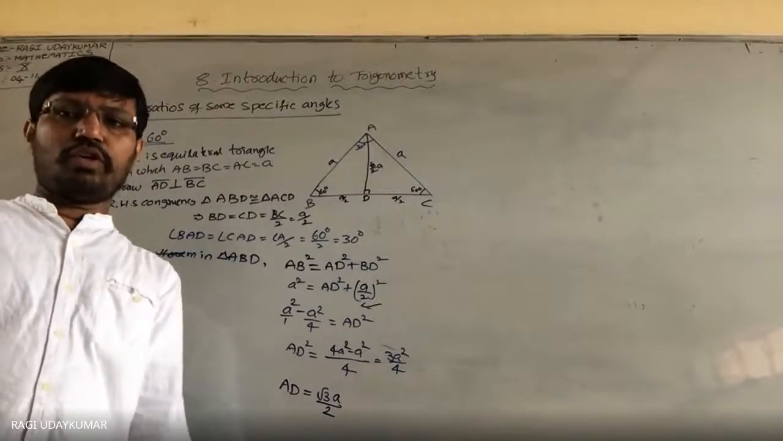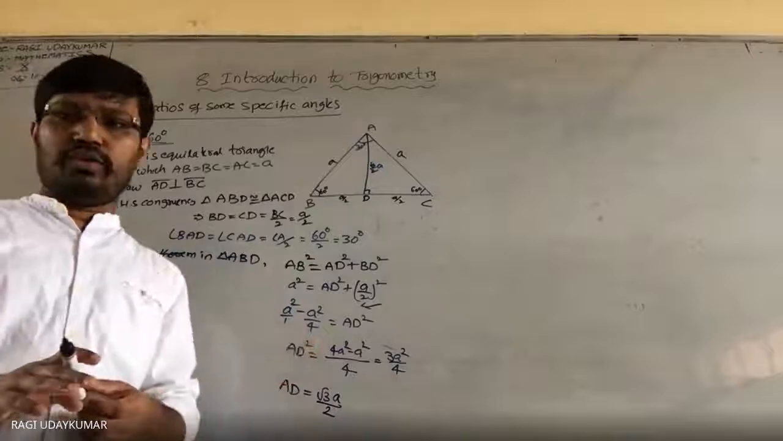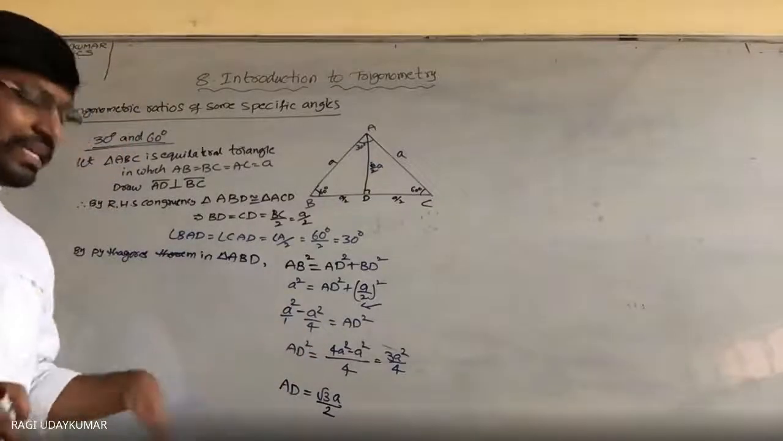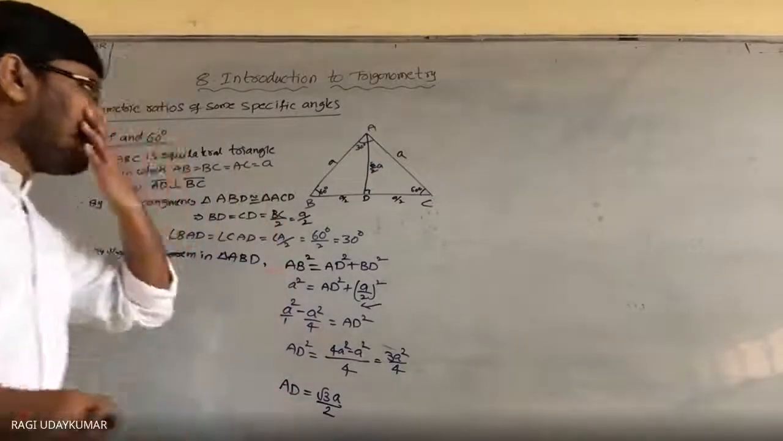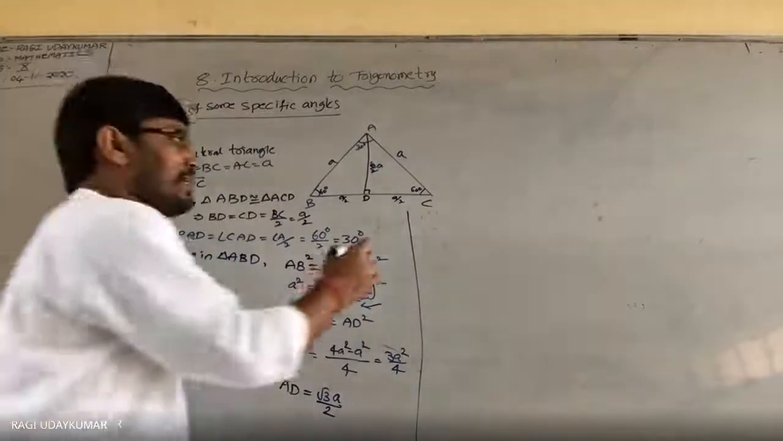The question is given to you: the altitude of the equilateral triangle. There we have found the answer directly, and you can use it. But here, better to revise it once again. So now you have the 3 sides of the triangle. Now, if you want 30 degrees, let us take 30 degrees to find.